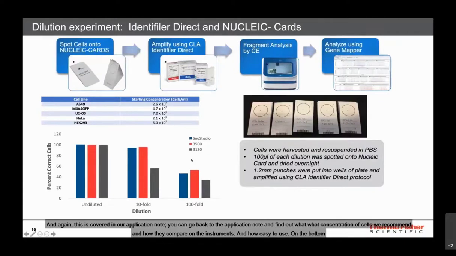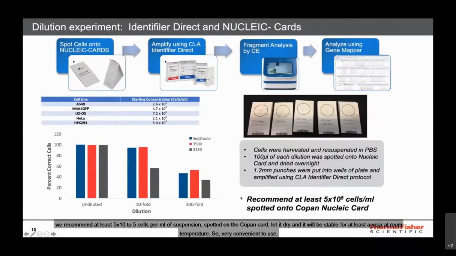You can go back to the application note and find out what concentration of cells we recommend, how they compare among the different instruments, and how easy it is to use. The bottom line is we recommend at least 5 × 10⁵ cells per mL as a suspension. You spot that on the Copan card, let it dry, and then that's stable for at least a year at room temperature. So very convenient to use.